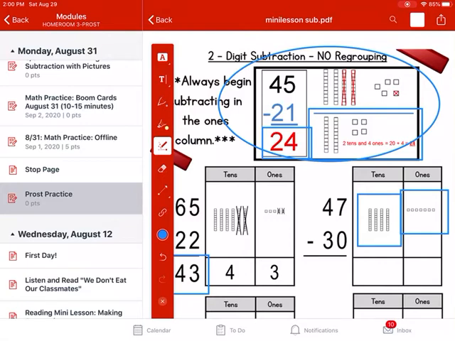In the tens place, there are 3 tens. So we need to cross out 3 of the tens the best we can. It doesn't have to look perfect. And now you can see that we're left with 7 ones and 1 ten. So 47 minus 30 is 17.